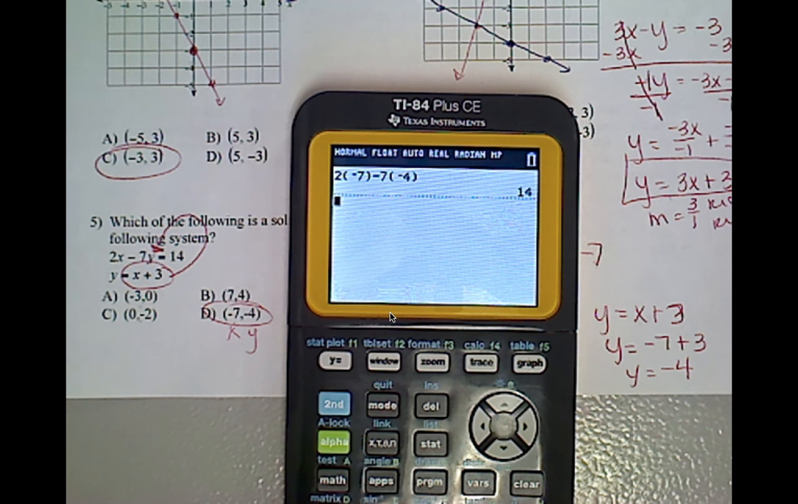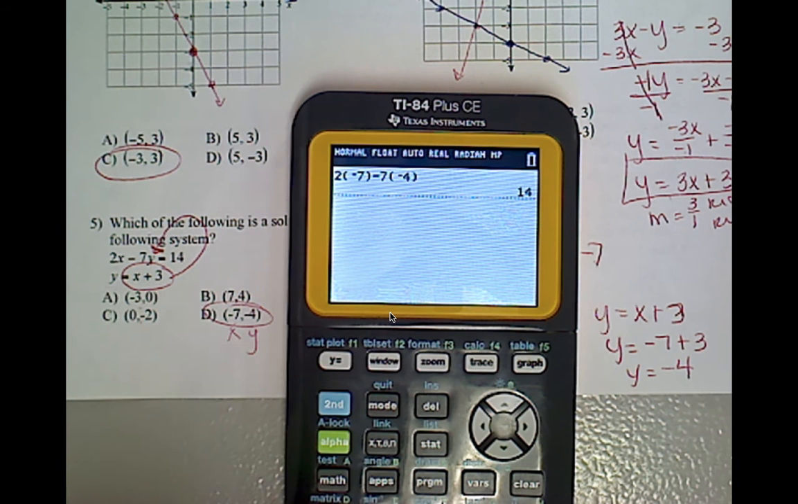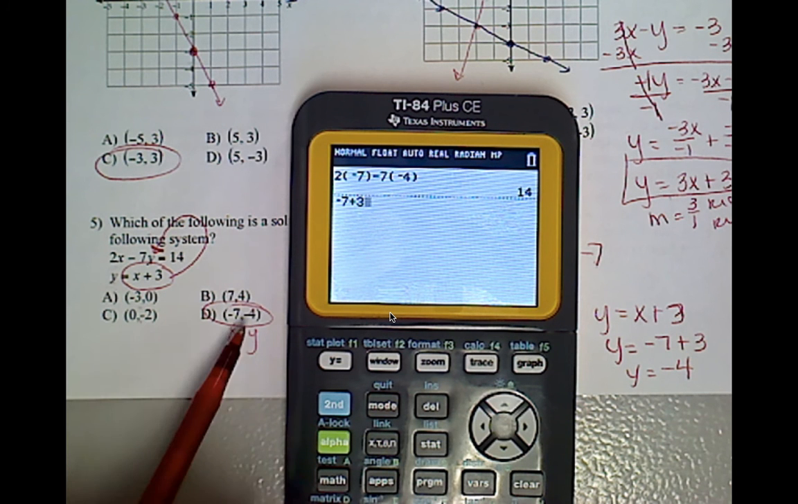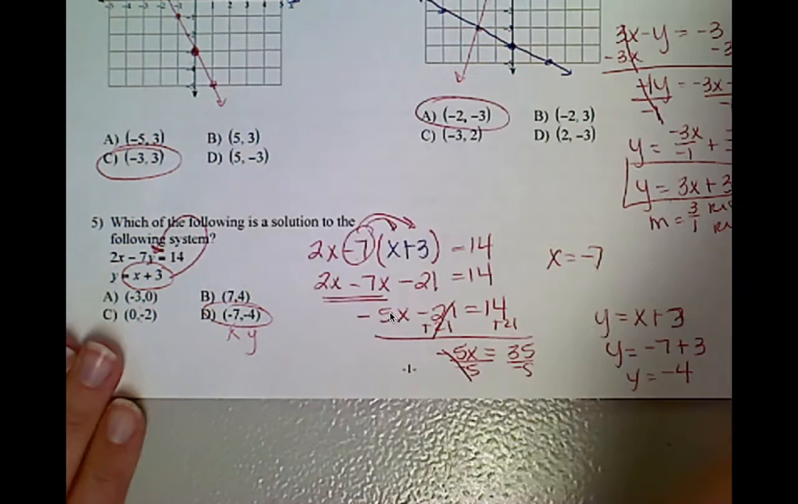x plus 3, instead of x, I'm going to do negative 7 plus 3, and I want it to equal the y value, which we're saying the y value is negative 4. And it does equal it. So check, we made it through customs and security, so we make it on the plane, and that's how you know you got that answer right.